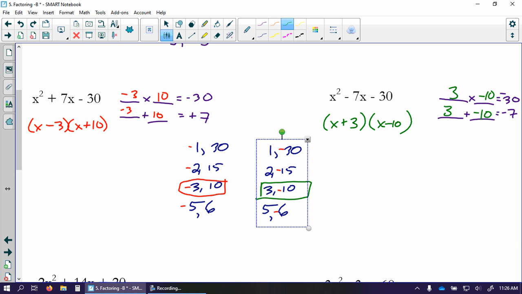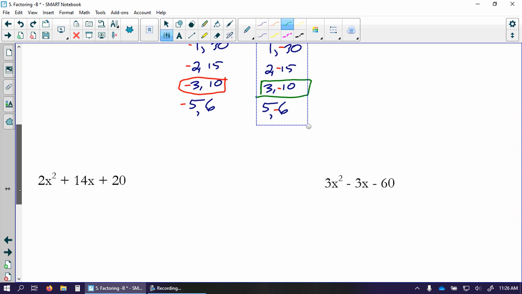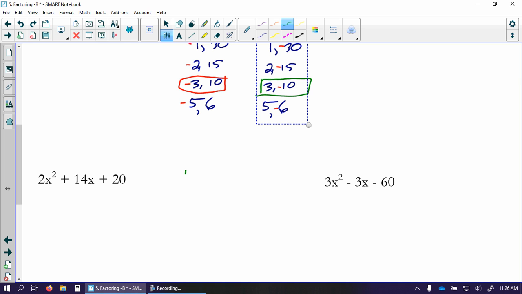I think in terms of the practice, I'm going to stop here. There is stuff down on the bottom. These ones you have to take out a greatest common factor first, which in this case is a 2, which in this case is a 3, but I'll explain that on Monday when you guys are back.